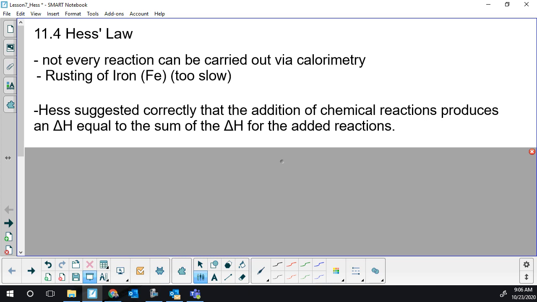So this is the heart of Hess's Law. If you like puzzles, you're going to like today. You've got to take equations, flip them, manipulate them, and figure out how you can add them together to get the net that you want. Hess correctly suggested that the addition of chemical equations produces a delta H equal to the sum of each of the individual delta H's. If you sum 3 reactions, or net together 3 reactions, the delta H of the net is just the addition of each piece.